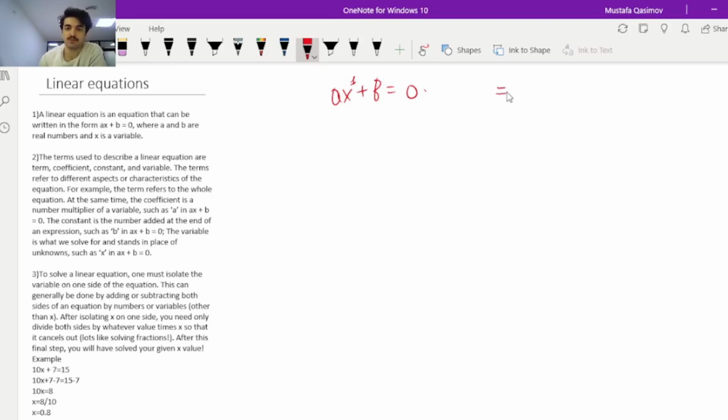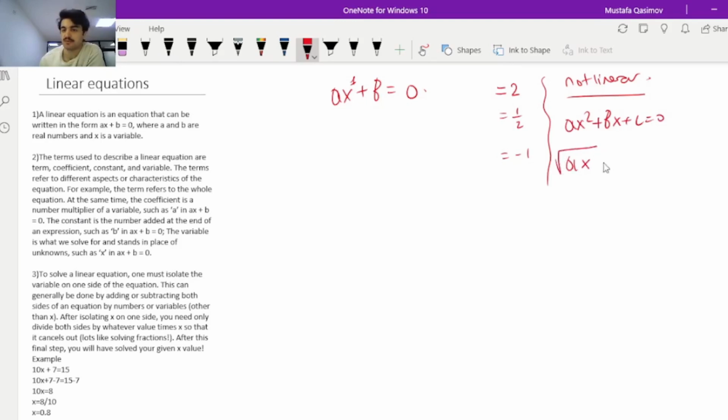When it is not equal to 1, for example if it is equal to 2 or 1 over 2 or a negative number, we call this one not a linear equation. Let's give an example. Let's write the equation ax squared plus bx plus c is equal to 0. This one is a quadratic equation, that is not linear. Or we can give examples like the square root of ax, which is also not linear. 1 over x is also not a linear equation.